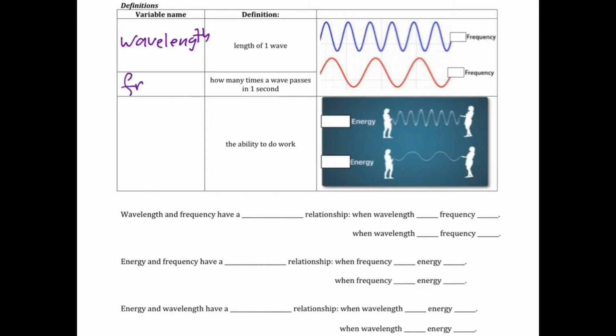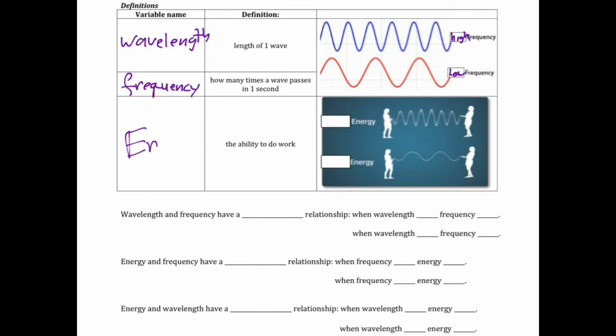Then we have what is called frequency. Frequency is how often the wave passes a point in 1 second. If you were to imagine these two right here traveling at the same speed through space, this one would end up having a high frequency because there's a lot of waves passing a point in a given second. This one's going to have a low frequency because there's not as many waves.